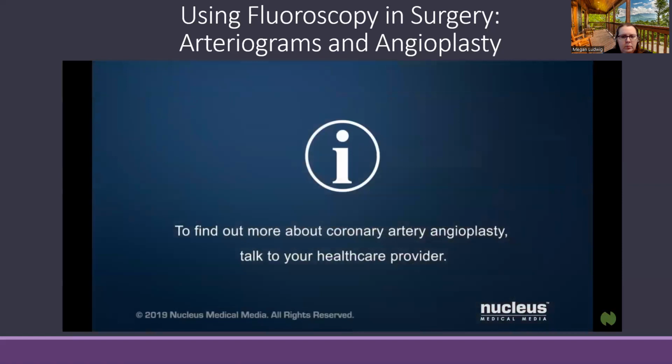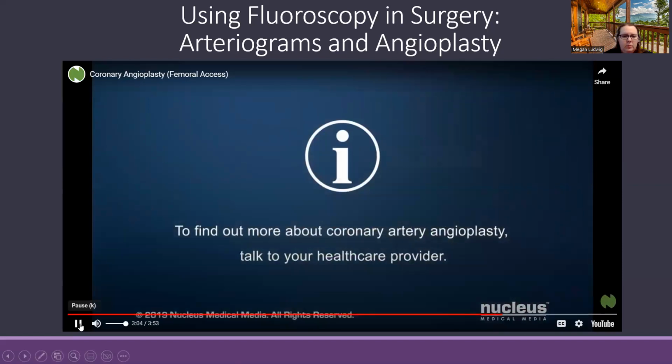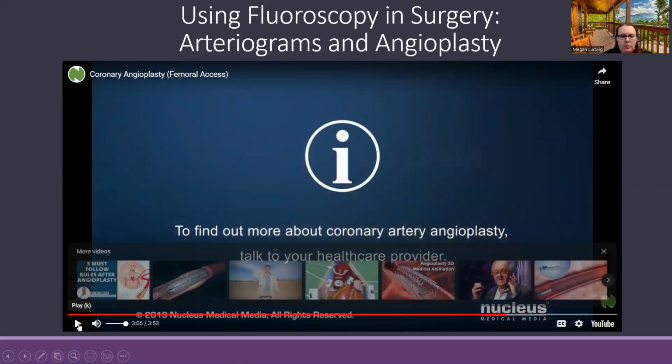To find out more about coronary artery angioplasty, talk to your healthcare provider.